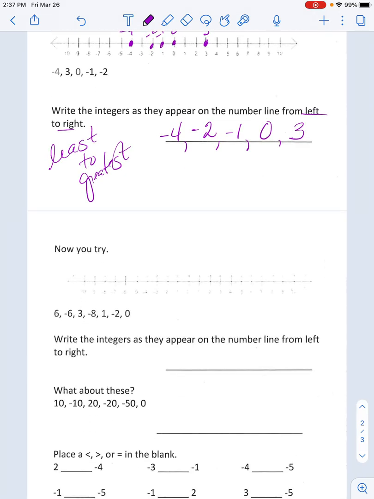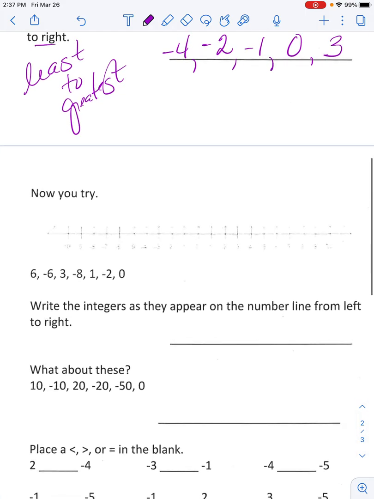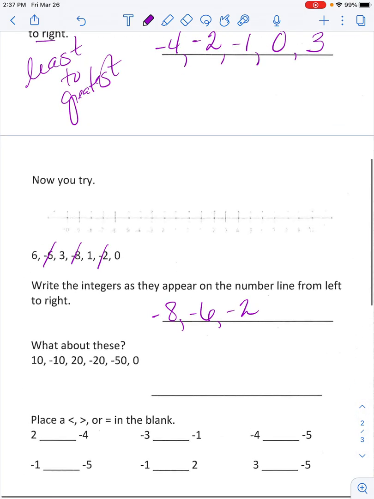Go ahead and try the next one. If you don't need the number line, great, do without. If you can visualize it in your head, great. If you do need the number line, you're going to have to draw it in. Again, it is not the best looking number line up there. -8 would be furthest to the left, and then -6, and then -2. We're getting closer and closer to 0. And then those positive whole numbers, 1, 3, and then 6.